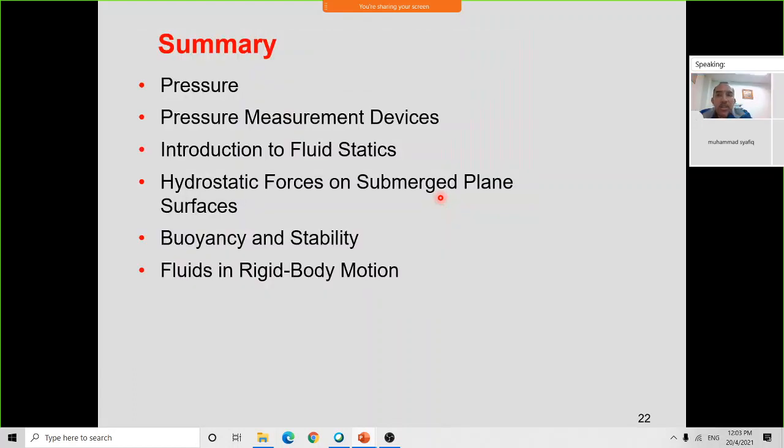Okay, that's all. To summarize, this is what you have learned from the first week until now. You have learned about pressure measurement devices, manometer and barometer, fluid statics, and today you learned about hydrostatic force and also buoyancy and stability, and also fluid in rigid body motion. Okay, that's all for today.